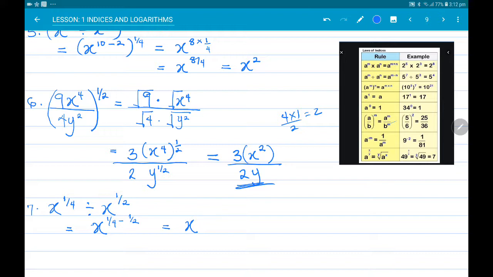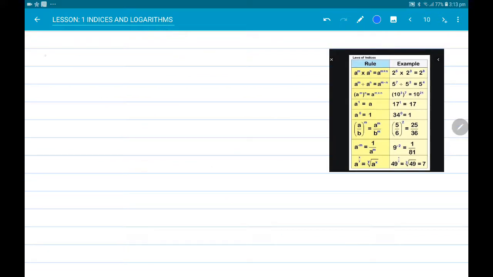Number 7, if you have x raised to the power of 1 over 4 divided by x raised to the power of 1 over 2. How do you handle that? This is what you do. Equal to x raised to 1 over 4 minus 1 over 2. Now, at this junction, you find the LCM of 1 over 4 and 1 over 2. So our LCM should be 4.